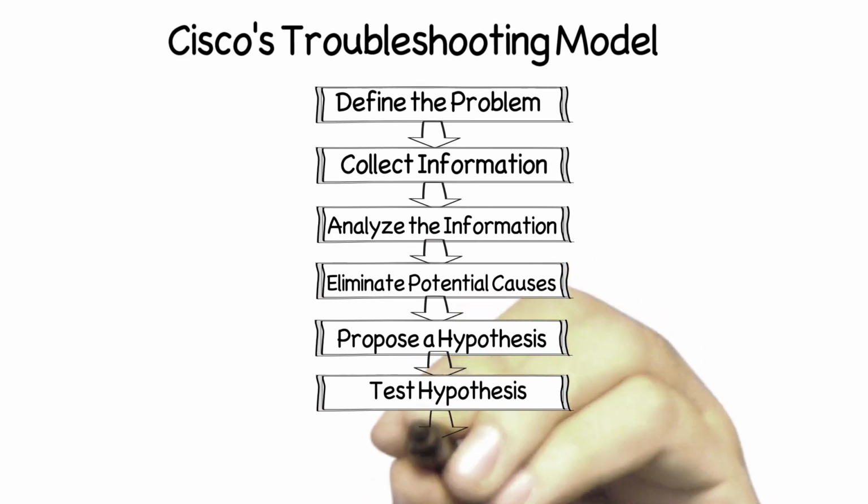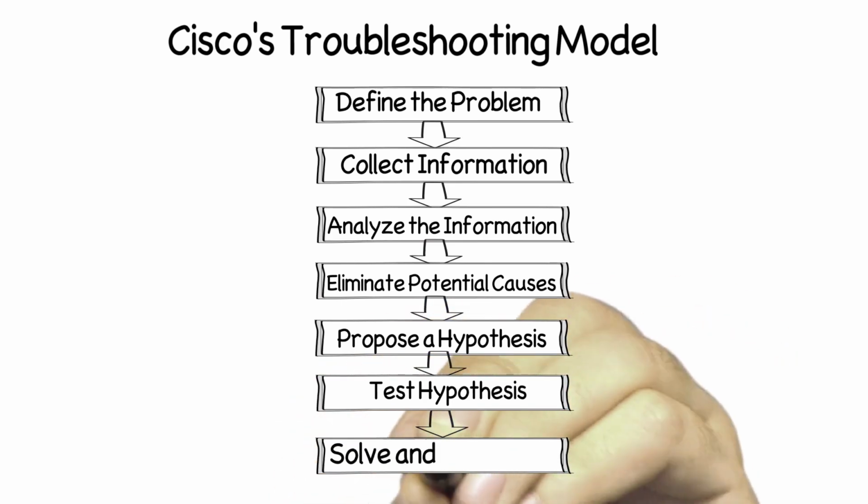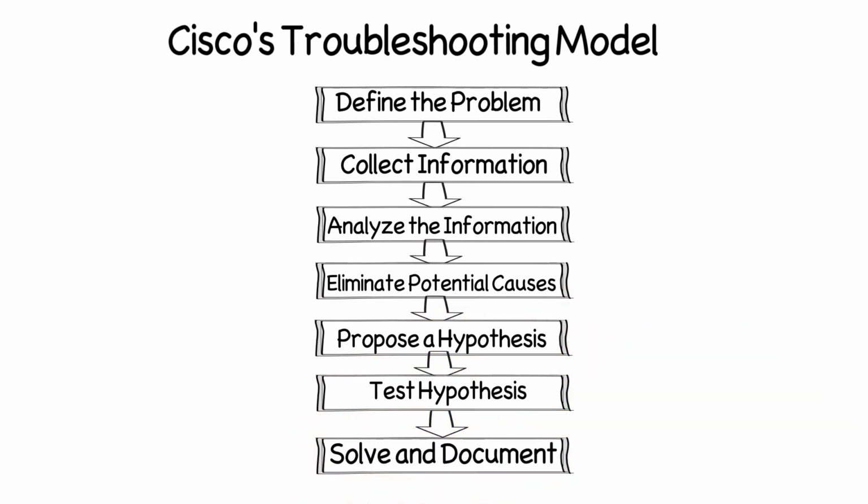And if our hypothesis turns out to be correct, fantastic. We can implement our solution, we solve the problem, and then we document what we did. And that document could help us later on if we run into a similar situation, or it could help our coworkers that are facing a similar situation. But sometimes our hypothesis is not correct. Not a big deal. We can simply go back and maybe gather additional information and propose another hypothesis until we eventually resolve the issue.